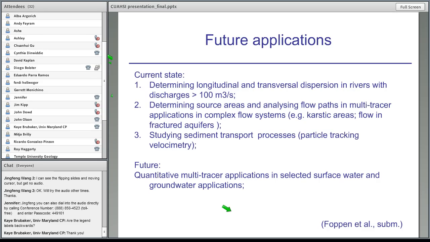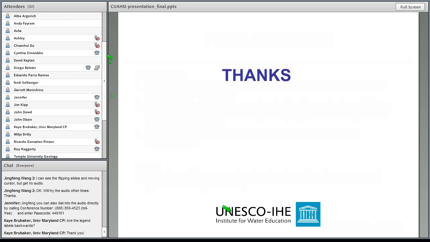Perhaps it's possible to do something on sediment transport processes, so then it becomes a kind of particle tracking velocimetry. And hopefully in the future it is possible to have really quantitative multi-tracer applications in, not everywhere, but in selected surface water and groundwater applications. That is at least our vision. Thank you very much.